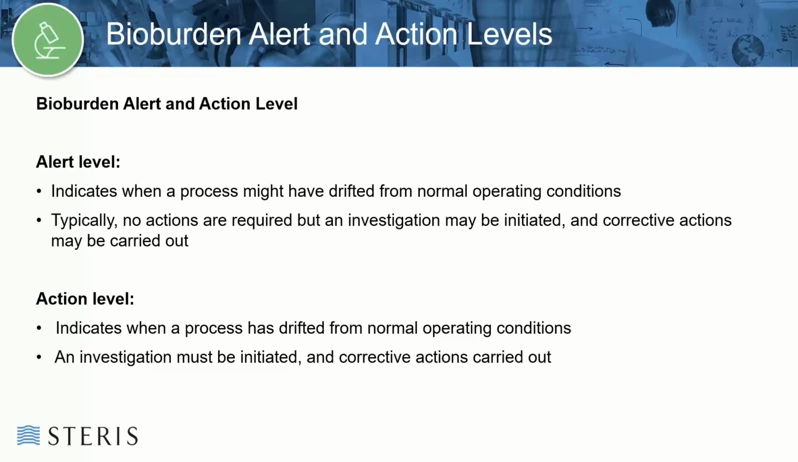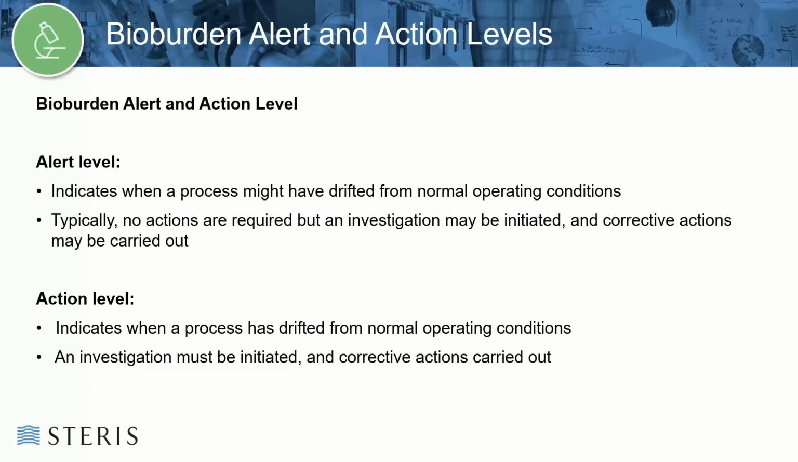Alert levels indicate when a process may have drifted from normal operating conditions. Typically, no actions are required, but an investigation may be initiated and a corrective action may be carried out. However, repetitive excursions may be treated like an action level excursion. As an example of an alert level excursion action, cleaning of a manufacturing environment might be initiated, or increased environmental monitoring for a period of time if a bioburden level excursion is observed.